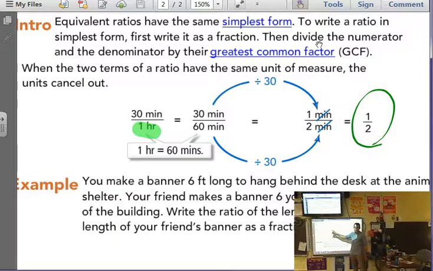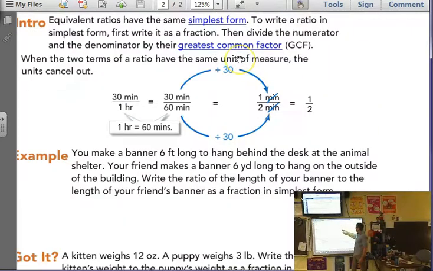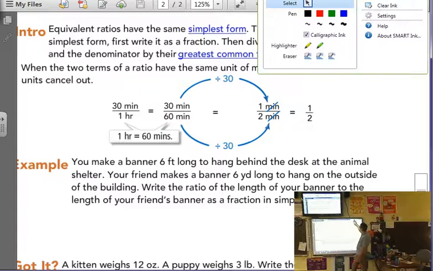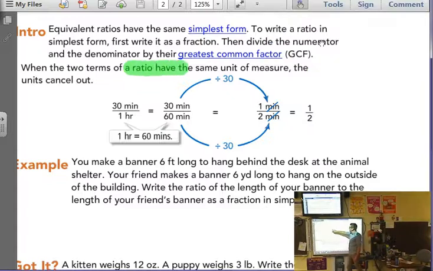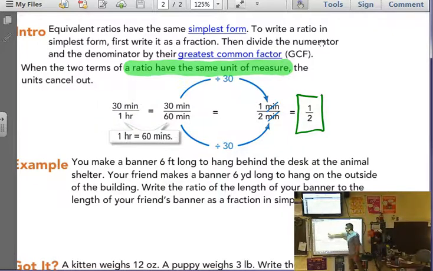because to write a unitless ratio, your units have to match. So I would like you somewhere to notate that to write a unitless ratio, or you can highlight or whatever, your ratio must have the same unit of measure. So this is not a proper ratio because they do not have the same units. You have to have the same units so that you can write just the numbers to make the ratio. Any questions on that?